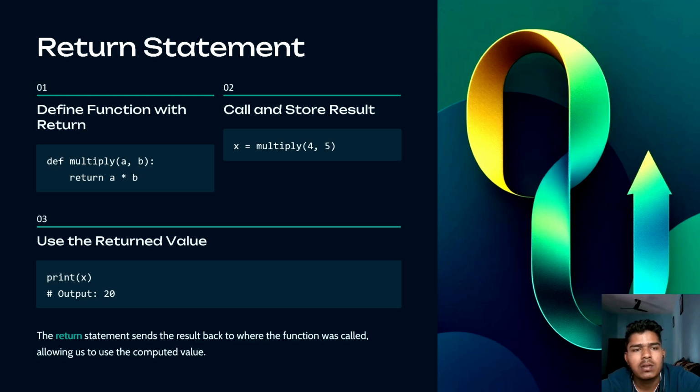Return statement. First one is define function with return. The example is def multiply a comma b, then it returns a multiply b. Second one is call and store result: x is equal to multiply 4 by 5. Then use the return value, print x. Then we get output 20, like 4 into 5, like a into b. Here a is 4 and b is 5. Then we multiply both values, print x, and we get output 20. The return statement sends the result back to where the function was called, allowing us to use the computed value. So return value को बाहर भेजता है.